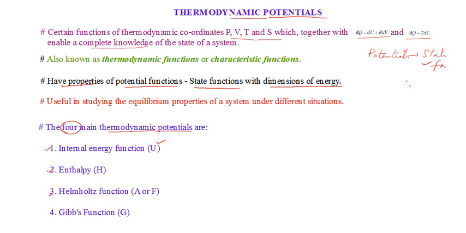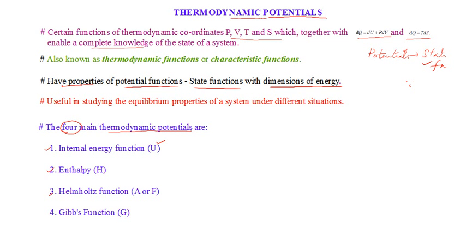Helmholtz function is represented commonly by capital letter A, or another equivalent symbol is F. Different authors and different books use different symbols. The common symbols are capital A or F. Helmholtz function, it's F, and F stands for free energy. We'll see. Helmholtz function is also known as Helmholtz free energy. We'll discuss these functions in detail in the coming slides.